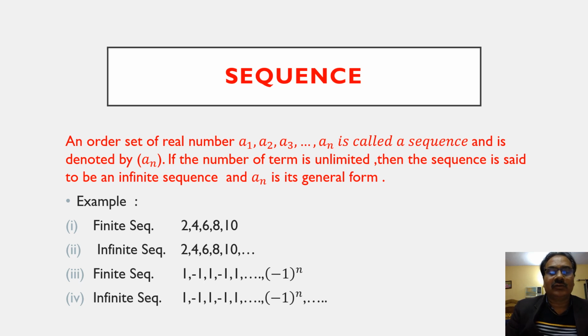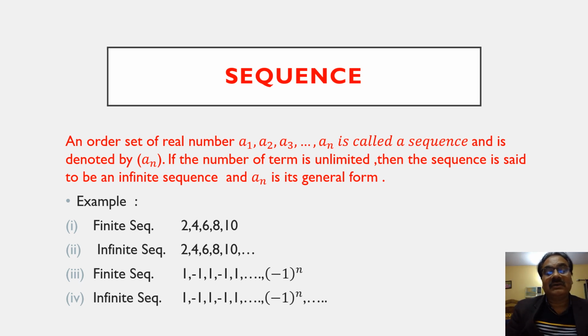Just to remember, you have already gone through all such sequences, like the finite sequence 2, 4, 6, 8, 10. This has a finite number of terms. But for an infinite sequence, you don't know how many terms you are going to write. This is dot dot dot, this series goes to infinity.